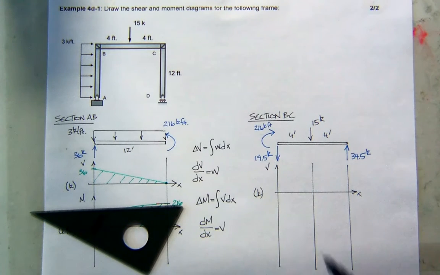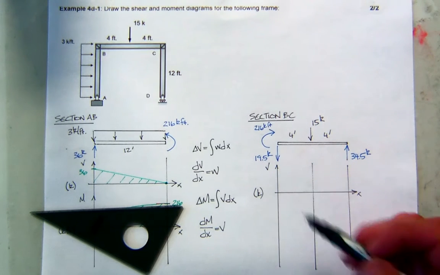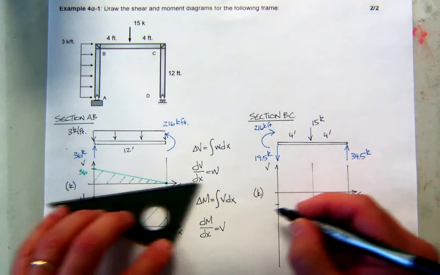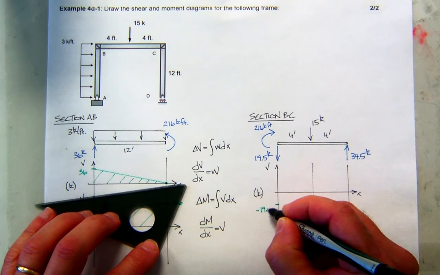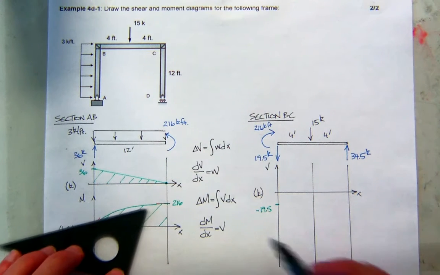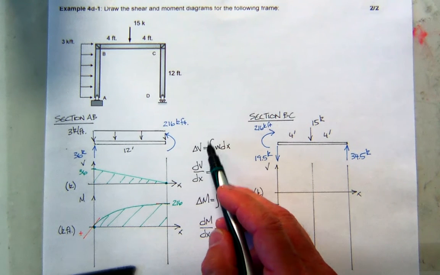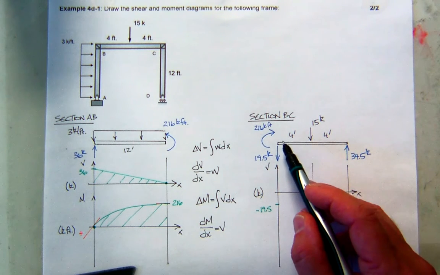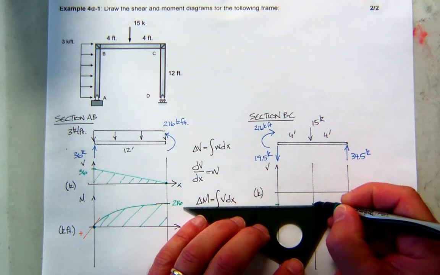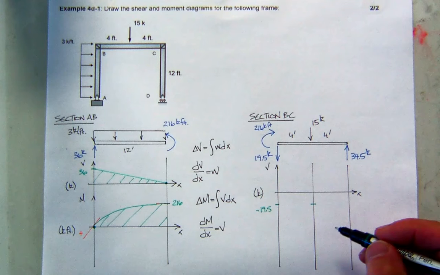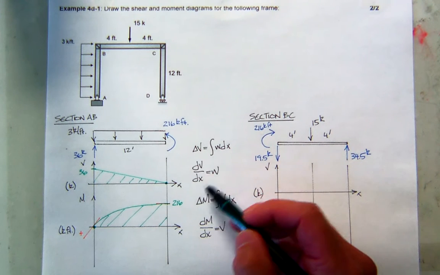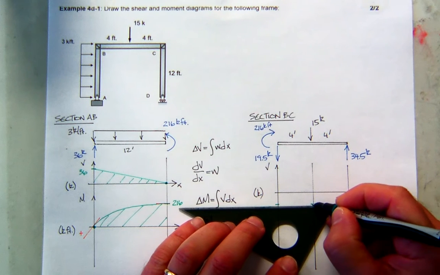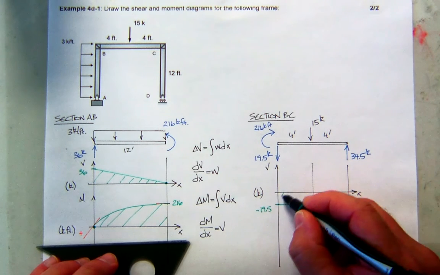So what is the shear at B? What kind of shear is that? That's negative. So I'm going to start off at negative 19.5. The change in shear between any 2 points is the area in the load curve. What's the area in the load curve in the first 4 feet? No change. So it should not change my shear. It should still be negative 19.5. And the shape of the diagram is the load. The load is 0, so I have 0 slope, so a constant shear in that section.